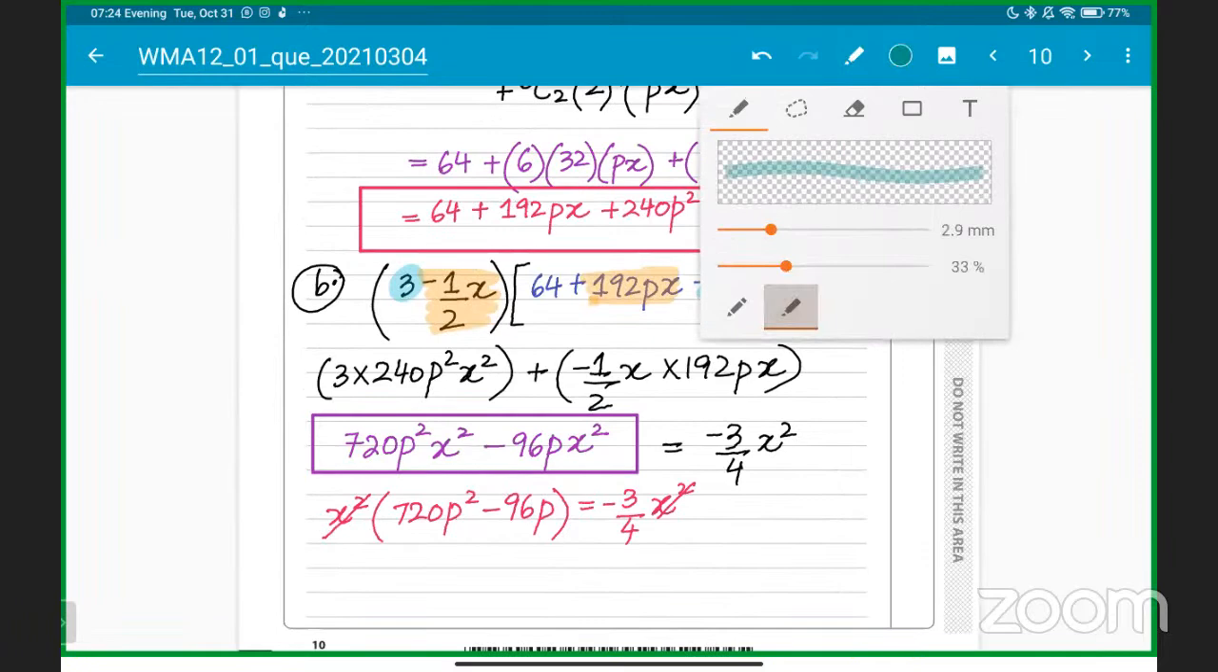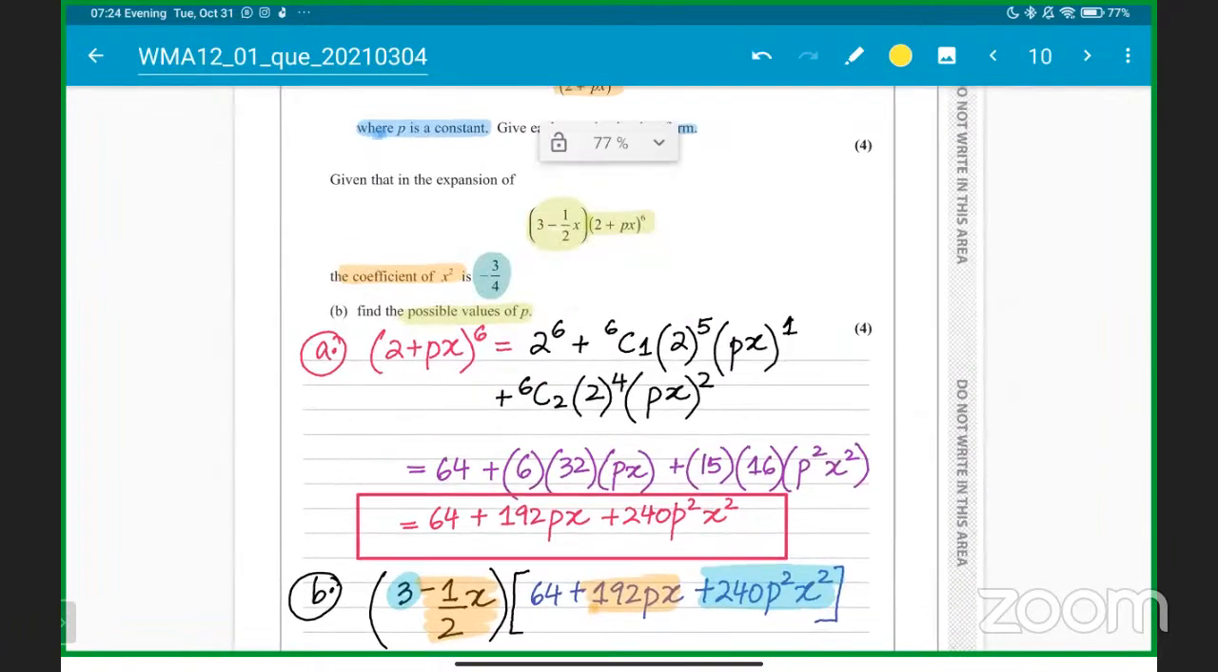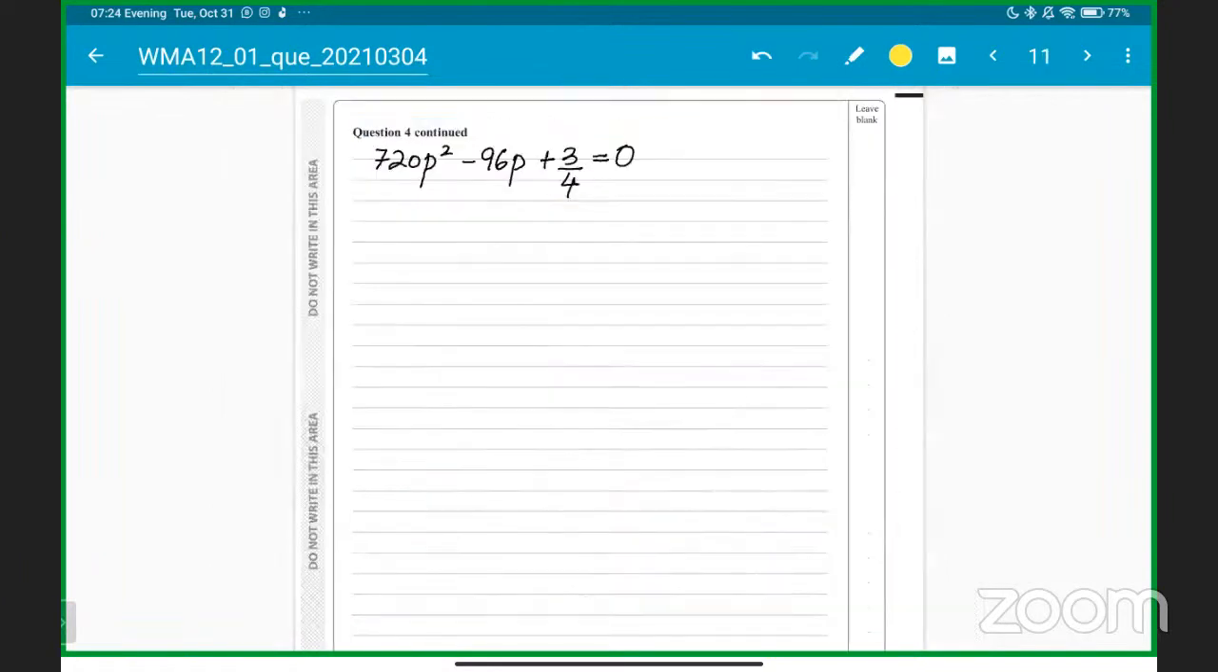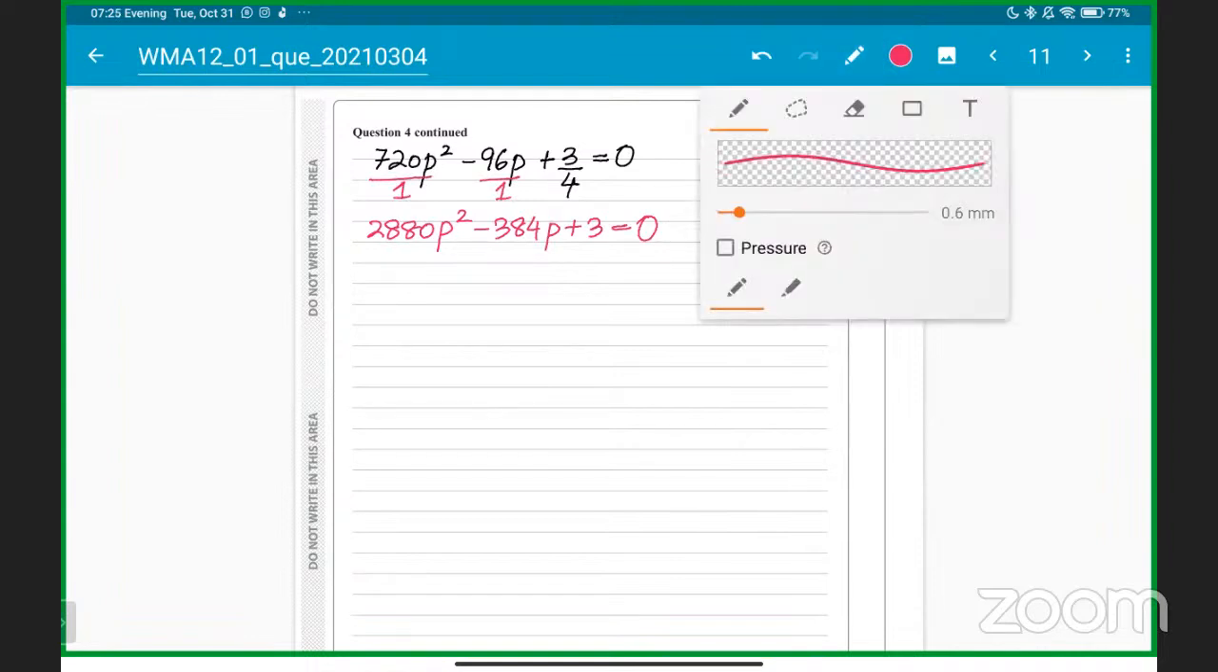Always remember, there is a trick as well, a tip as well. They are telling you themselves that there are possible values of p, which means that there will be more than one value. So you are going to get two values of p. Okay, understood? So we can just take the LCM first. So 720 times 4 is 2,880 p square. 96 times 4 is minus 384 p plus 3 is equal to 0. Hope everyone knows that I took the LCM and multiplied the 4 with 0. That is simple.